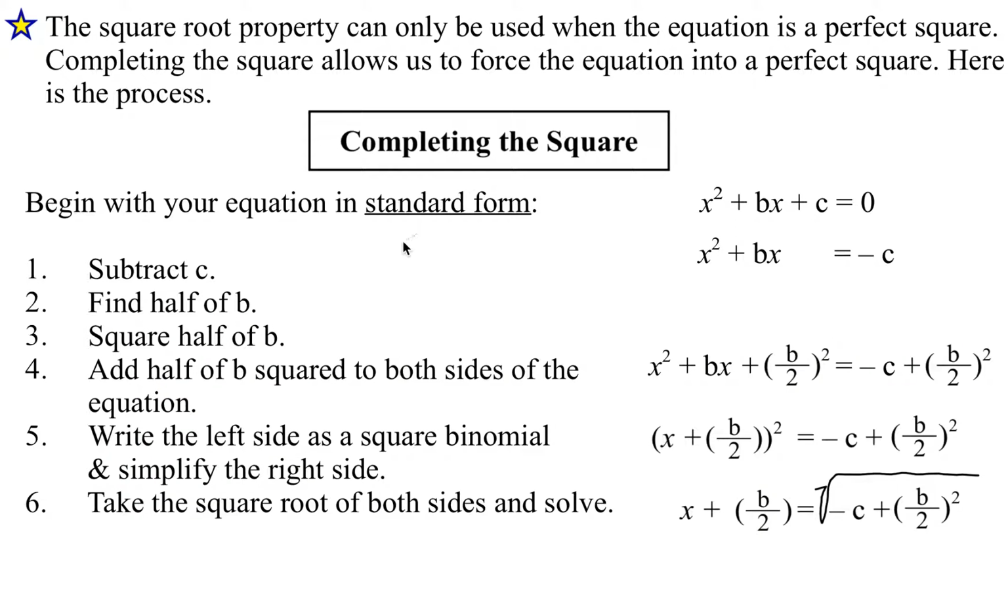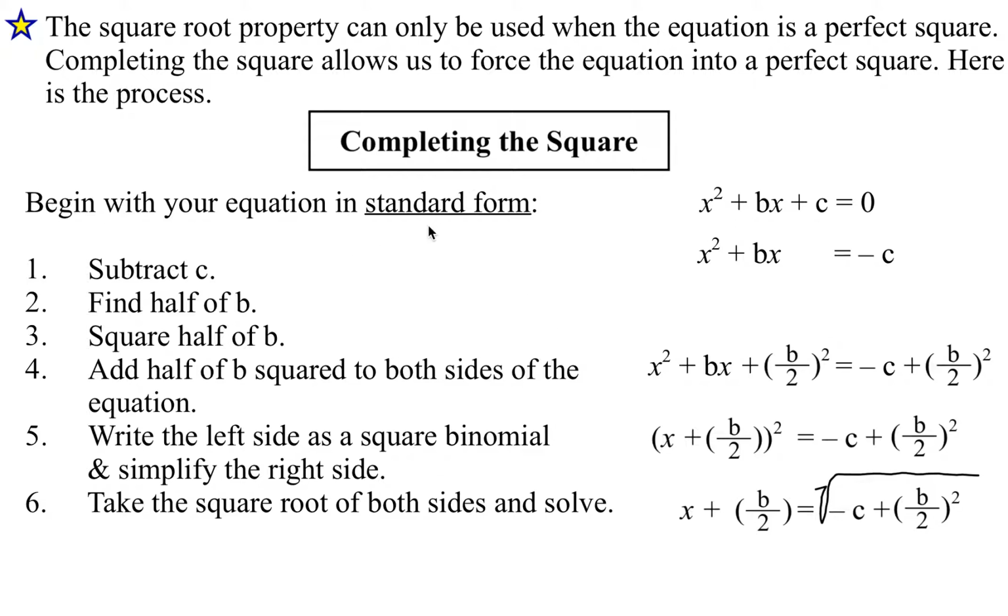So you can only use the square root property if you have a perfect square. So what happens if you have a trinomial that's not a perfect square? Well, that's where this completing the square process comes into play. It forces that trinomial into a perfect square. So here's the process for completing the square.